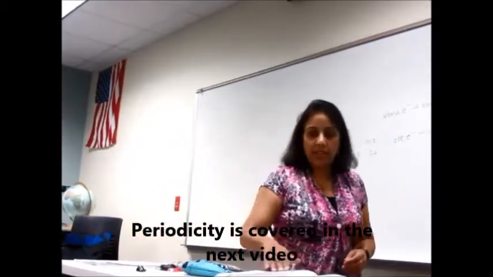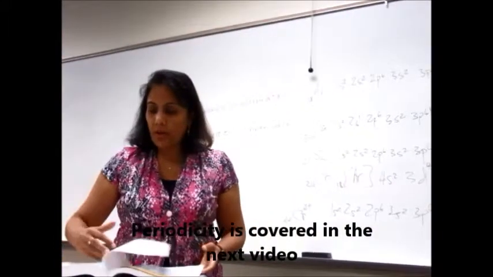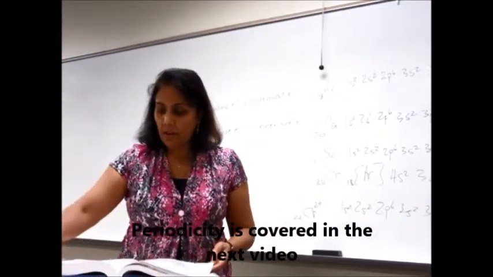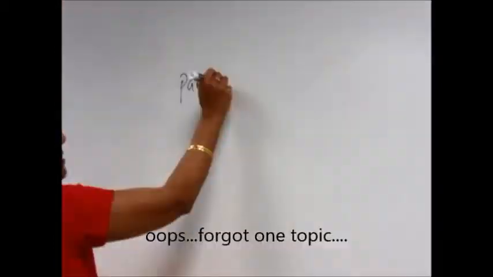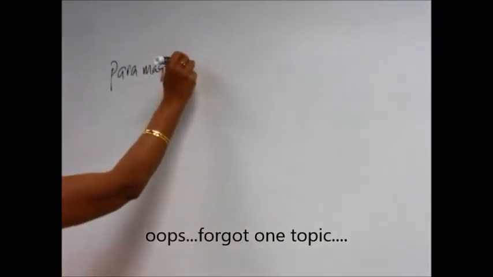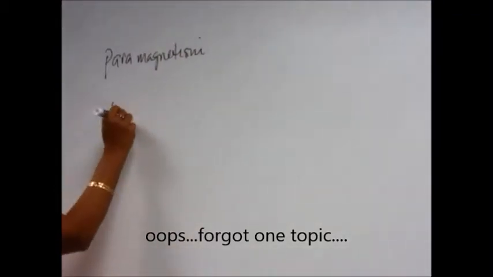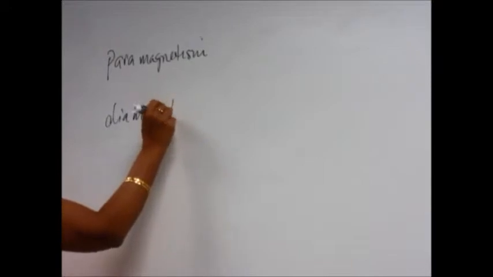Now we go on to the second part of the chapter, which is periodicity. And this is not very long, it's kind of a short thing. And the other one is called diamagnetism. You probably will not get any specific questions as such for these 2 properties. But paramagnetism means that something can be magnetized. Diamagnetism means that something cannot be magnetized. Okay, so it has to do with the magnetic property.